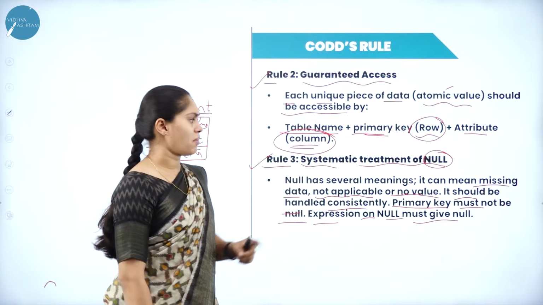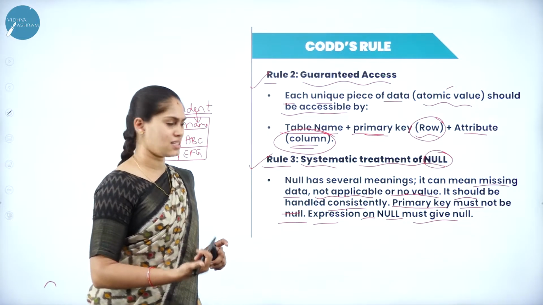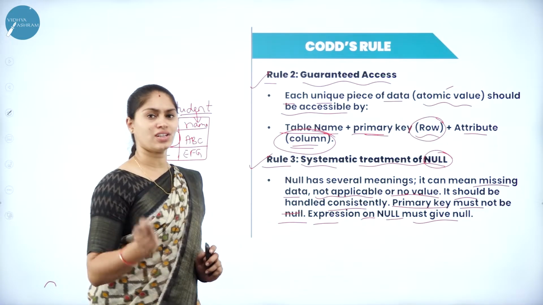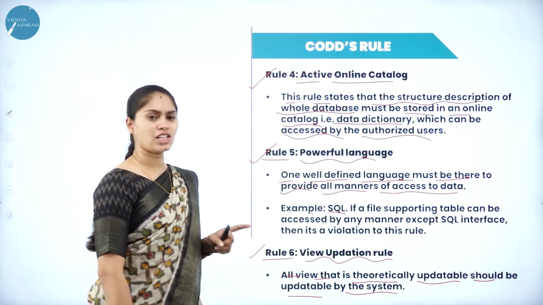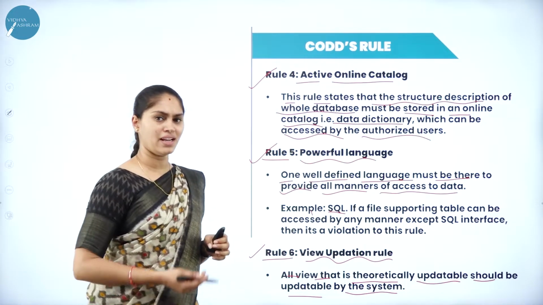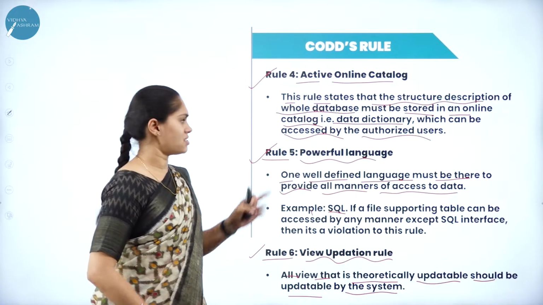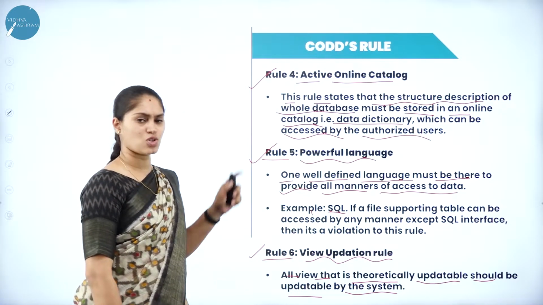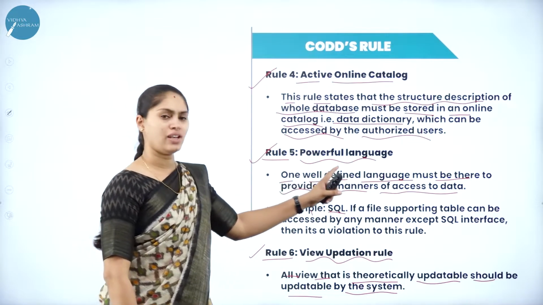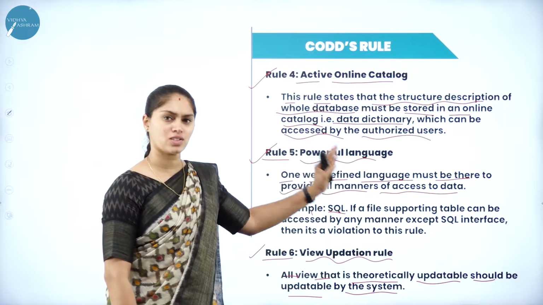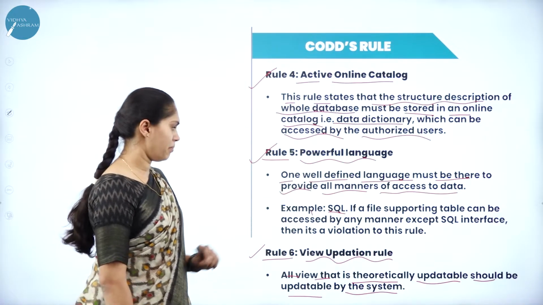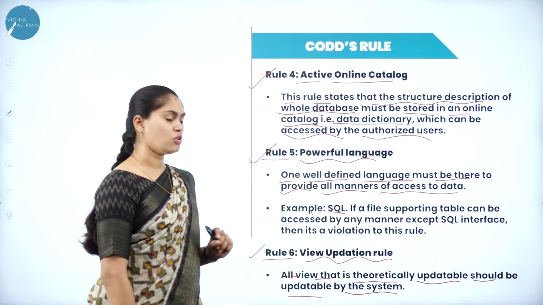Rule 3, systematic treatment of null. You should consider null as missing data, not applicable data or no value throughout the database. And rule 4, active online catalog. We have to get a structured description of the complete database online, which is considered the data dictionary, and it should be accessible only to authorized users. And rule 5, powerful language. We have to use a language that is enough to access the content of the database, for example SQL. Rule 6, view updation rule.